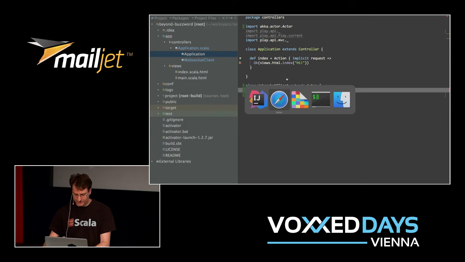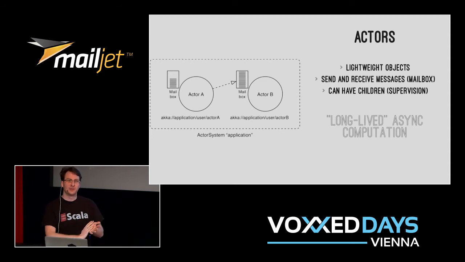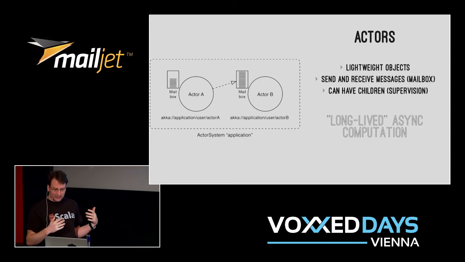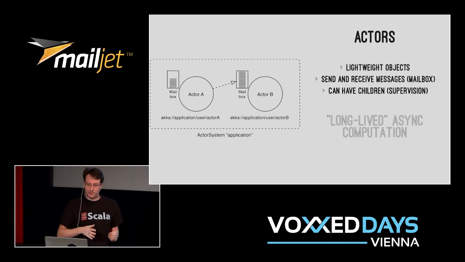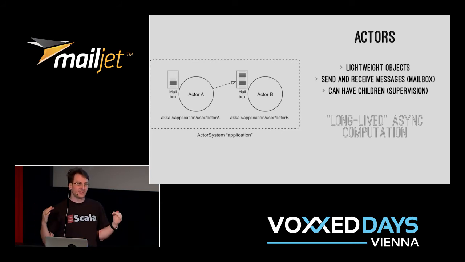And an actor is this. An actor is a small object. It's very lightweight, so I can have millions of them running on the same JVM. Each actor has a mailbox, and each actor has an actor reference, which is kind of an address to it. And what actors do is they send and receive messages to each other. You can also have a supervision hierarchy, which is really powerful when you want to do failure handling. I'm not going to talk about this today.